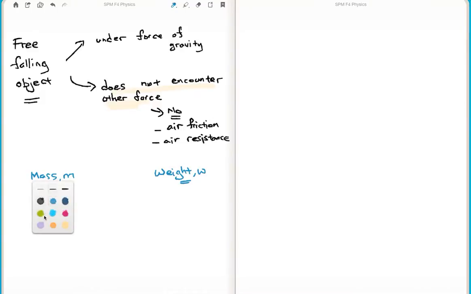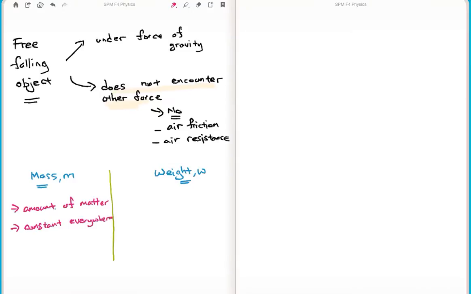The obvious difference is, what's mass? Mass tells the amount of matter. How many molecules, how many atoms in the object. It's not metal as in steel; metal is a matter. It's how many atoms or molecules, and therefore it is constant everywhere because you can't destroy mass. It's just a value, how many, therefore it's a scalar quantity. Mass is also a base quantity, which I've covered in my chapter 1 video. The SI unit is kg.